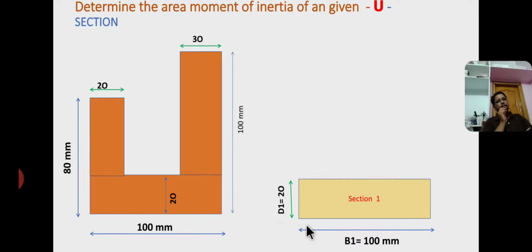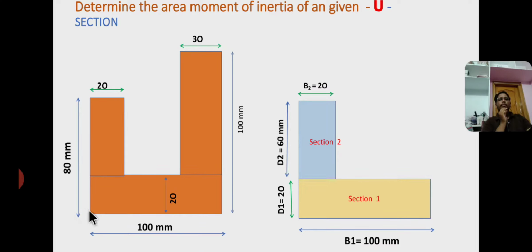1 refers to section 1. Now I consider the left side rectangle as section 2 having dimensions base b2 equal to 20 mm and d2 equal to, from here to here the total height is 80, but I consider from here to here only, that is 80 minus 20 equals 60. Therefore d2 equals 60 mm.